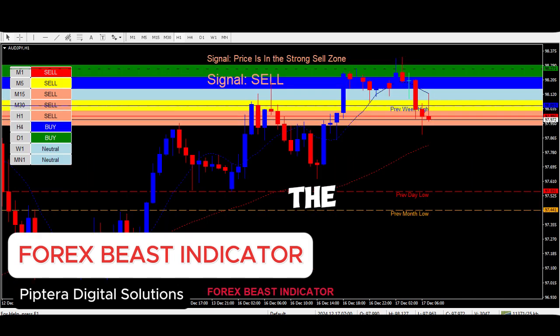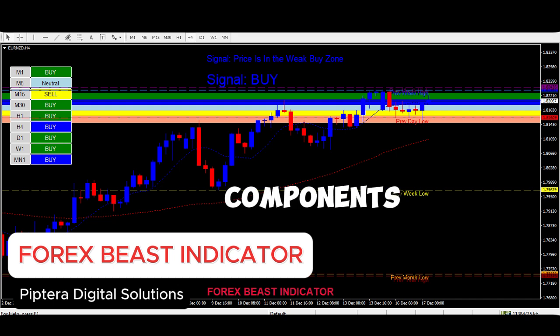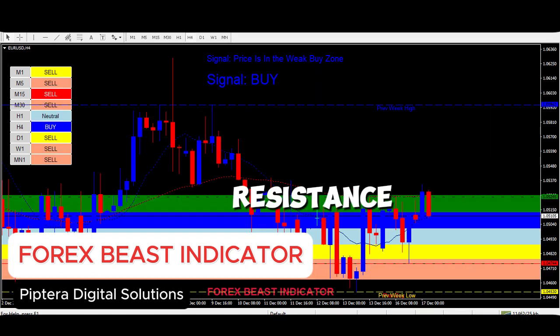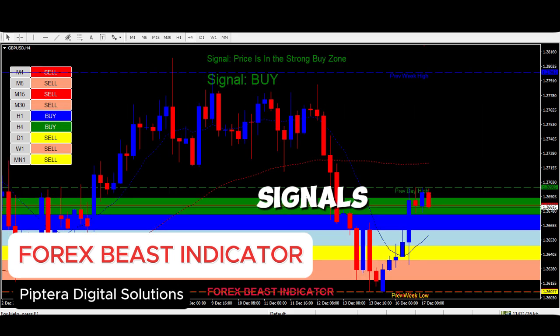Now, here is the breakdown of the components of this tool. This indicator has several important components or features that every user must be aware of. This indicator has 7 main parts: the moving averages, the colored zones, the support and resistance or the previous time highs and lows, the signals, the dashboard, the input section.